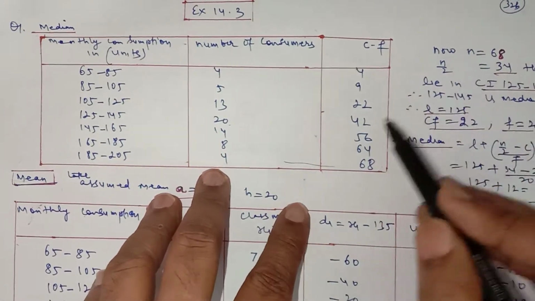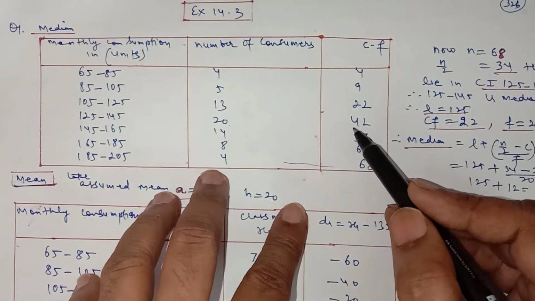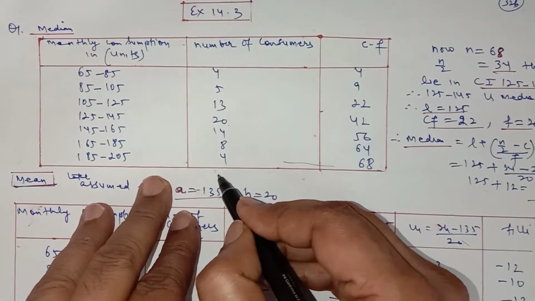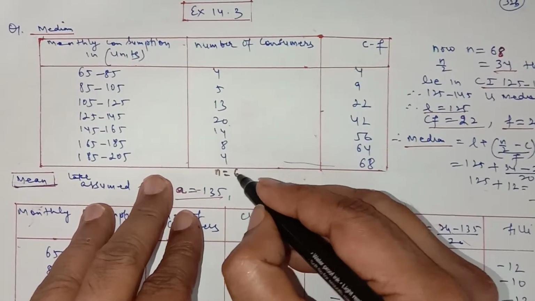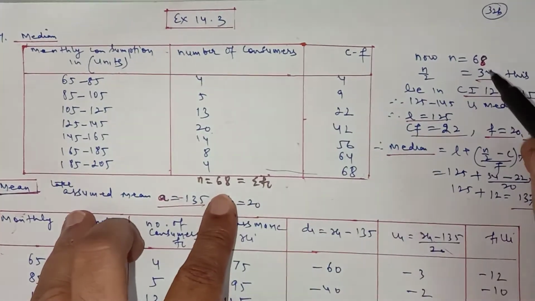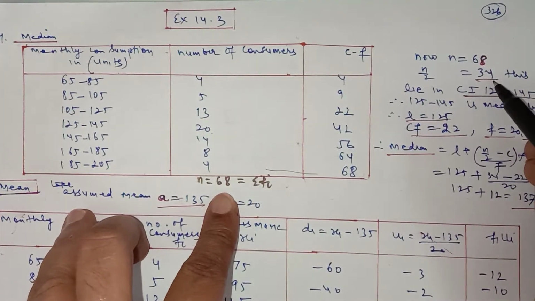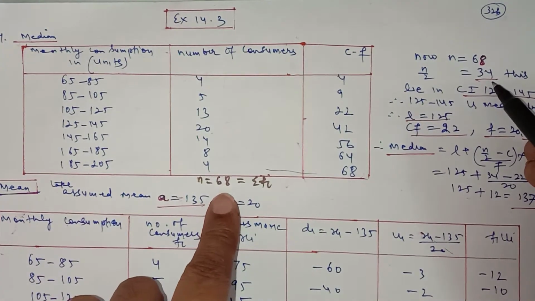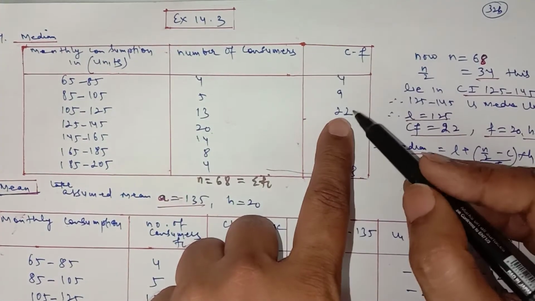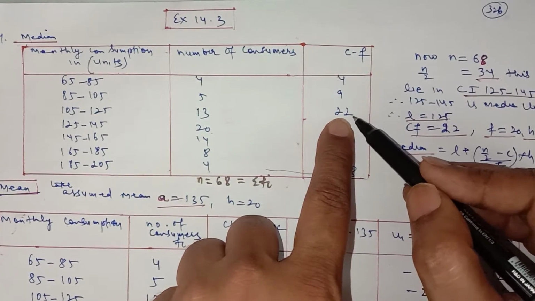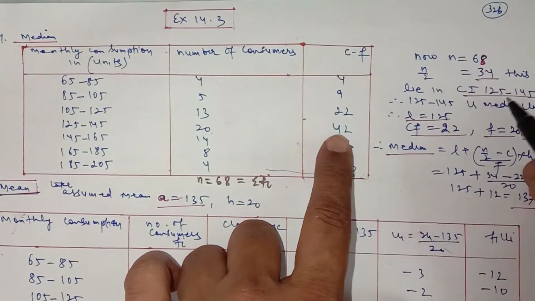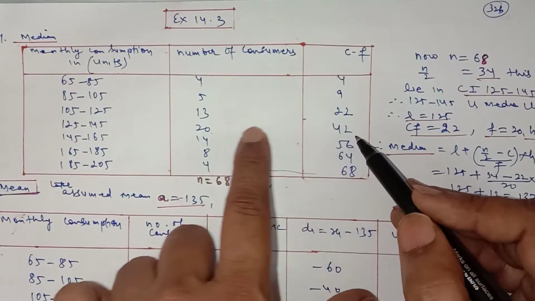Now how do you find the median class? To find the median class, the total N is 68. N, that is total frequency, is equal to 68, or we can say summation fi is equal to 68. First of all, you have to find n by 2, which is equal to 34, and you have to find in which class interval this 34 lies. Up to this class interval, the number of consumers is 22, and from 23 to 42 consumers are in this interval, and this 34 is lying in this class interval.